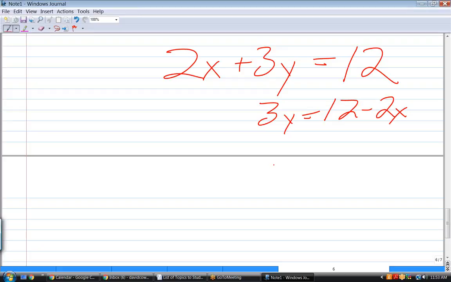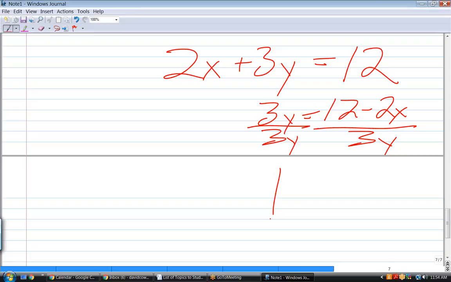Divide by 3. Yeah, divide by 3y from both sides. No. If I divide by 3y, this is what I'm saying to do. Yeah, my bad. That's 3. That's going to leave 1 on the left side of the equation. Okay? So you're always dividing by the coefficient, not the coefficient and the variable, but the coefficient.